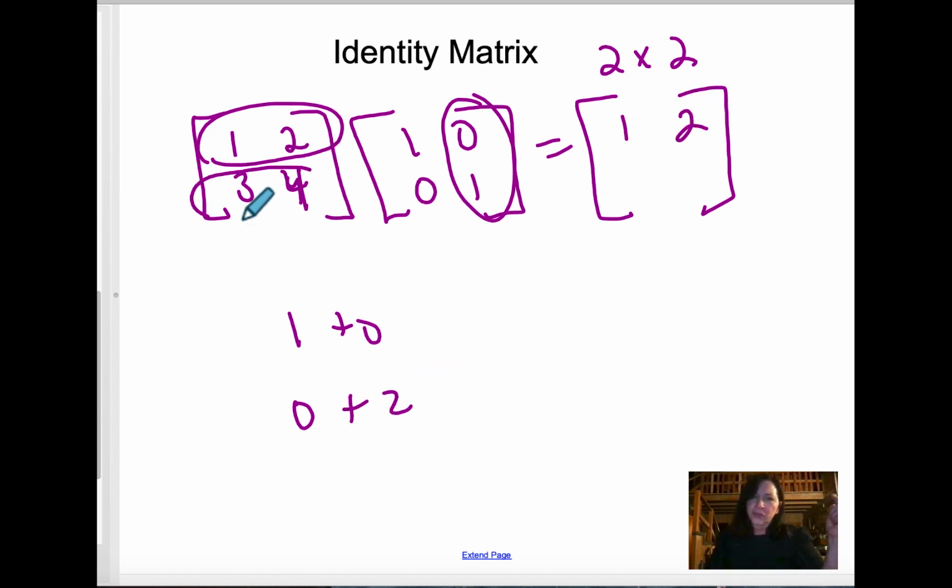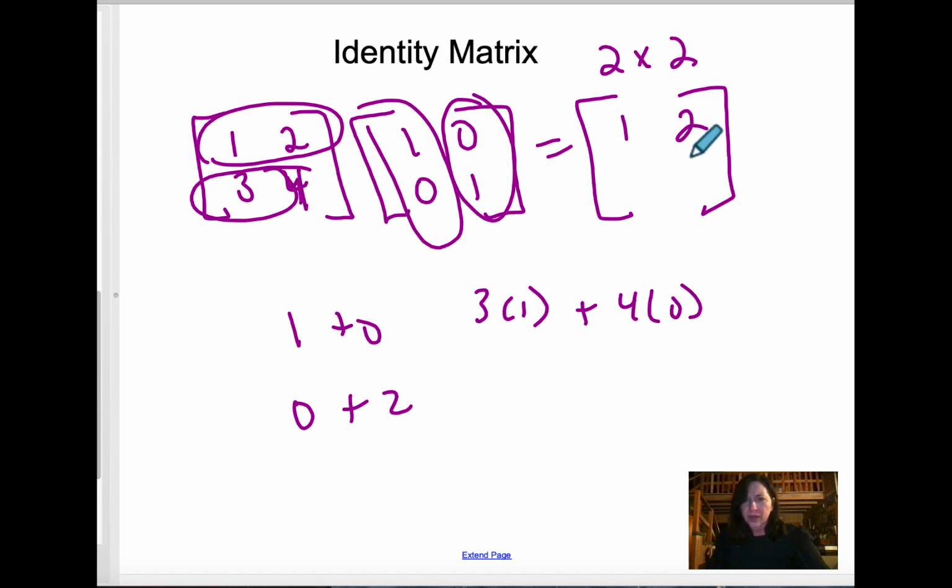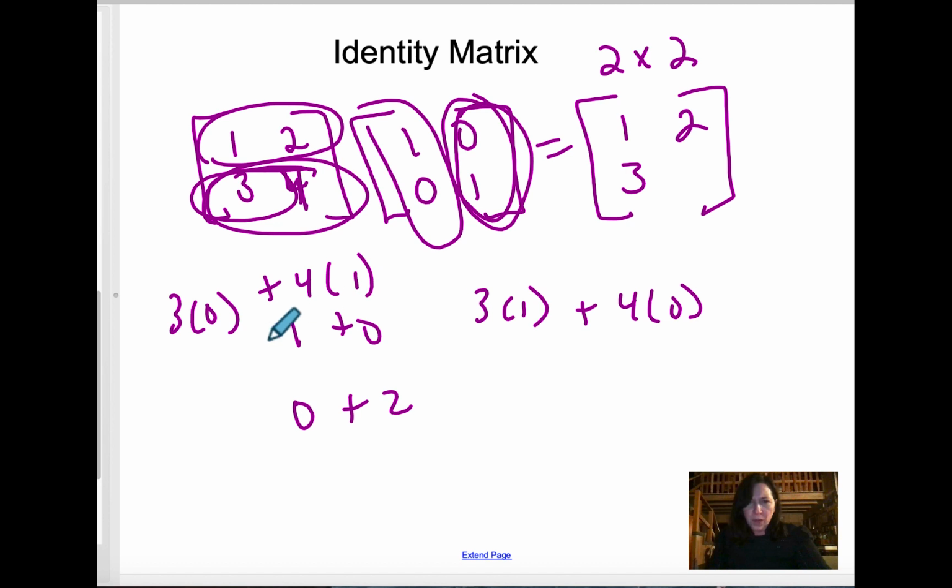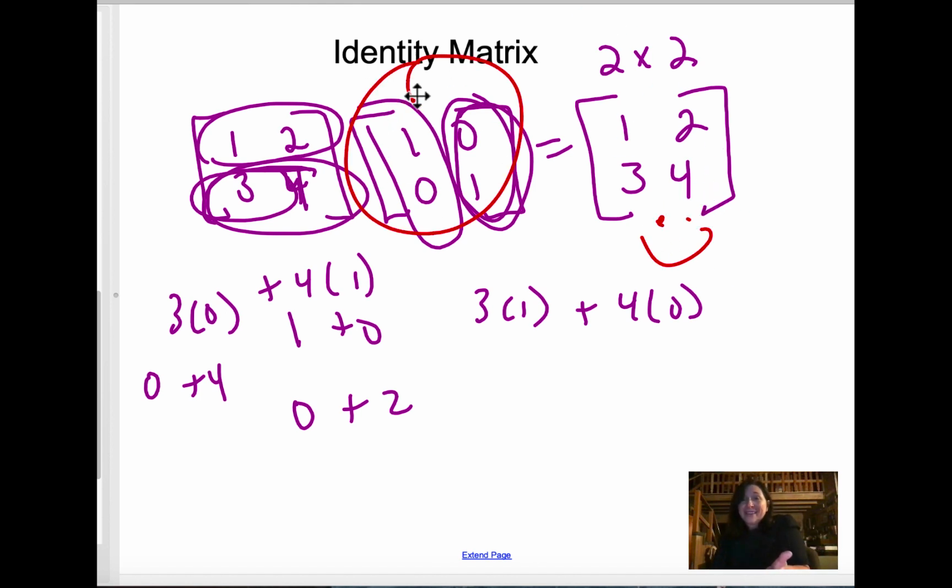And then I'm going to go this row by column 1. So that's going to be 3 times 1 plus 4 times 0, so that's 3. And then this row by this column: 3 times 0 plus 4 times 1. So 3 times 0 is 0 plus 4 is 4. So because I multiplied by the identity matrix, I get the same exact value, just like an identity for multiplication, okay?